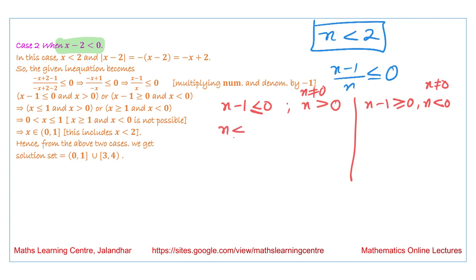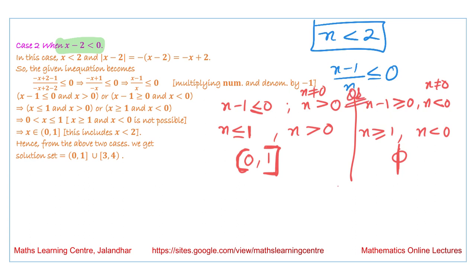This gives us x is less than or equal to 1 with x greater than 0, and x is greater than or equal to 1 with x less than 0. In the second case, there is no common point over here. In the first case, the value is 0 to 1, open at 0 and closed at 1. So the answer we obtain is 0 to 1.